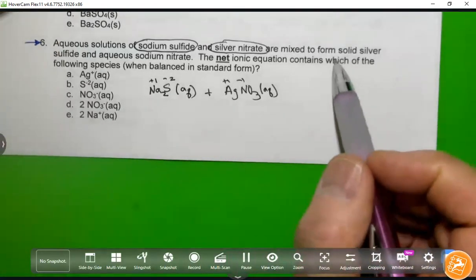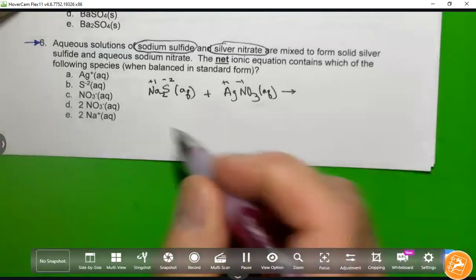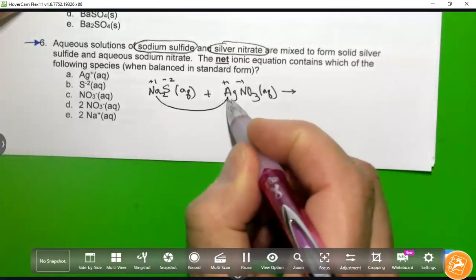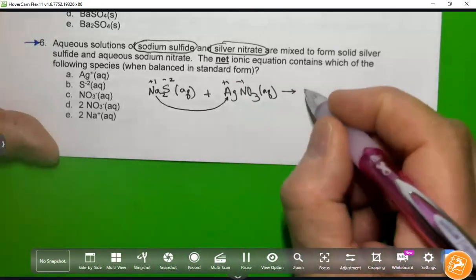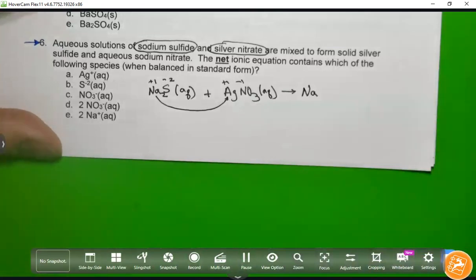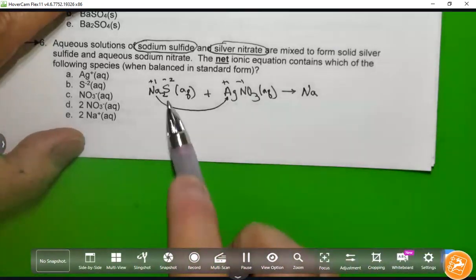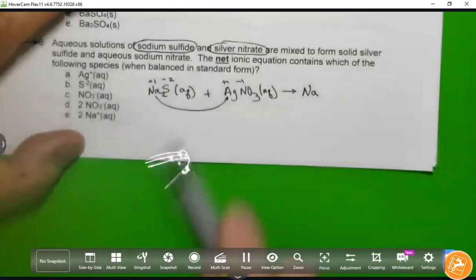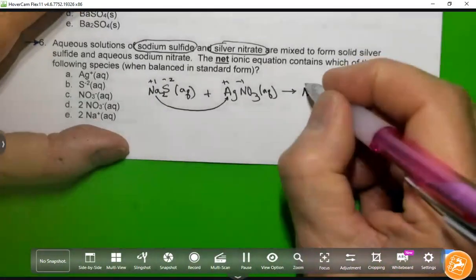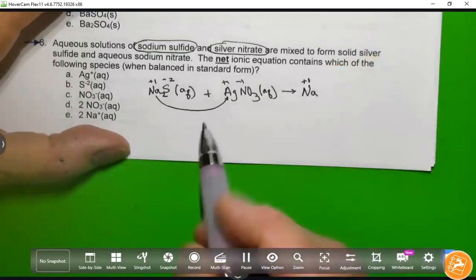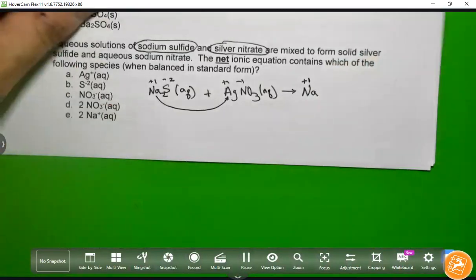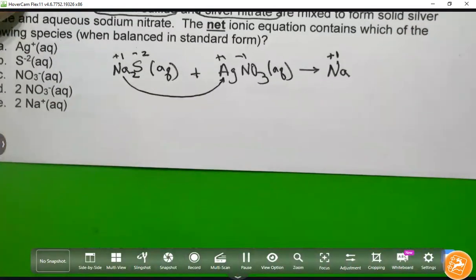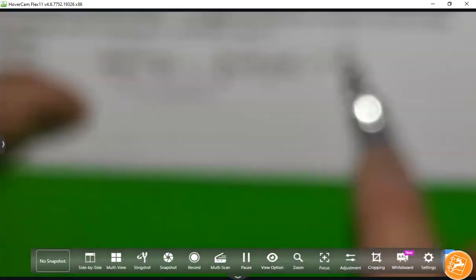We get silver sulfide. So this is a double replacement. Sodium is going to take the place of silver. So now listen. This 2 does not come over. This 2 does not come over. It is sodium plus 1. So sodium is taking the place of silver. There is no such thing as an Na2 plus 1 ion. There is no such thing. It is a sodium ion, plus 1. Do not carry this over.